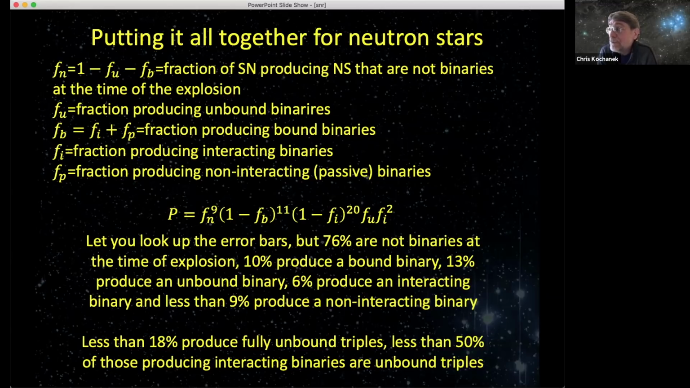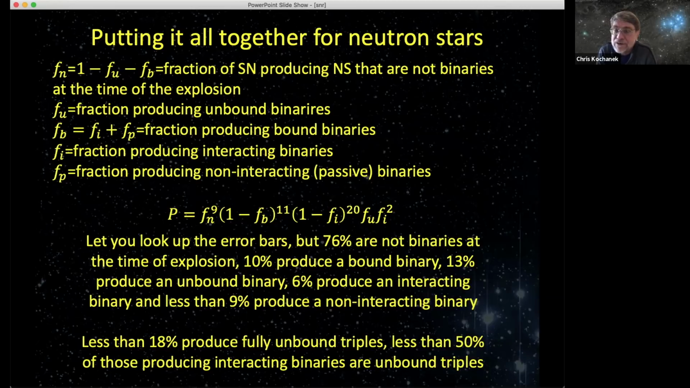Then you have the fraction producing unbound binaries. You have the fraction producing bound binaries. And then you can split that up into the fraction producing interacting binaries and the fraction producing non-interacting, or passive, binaries. And so all of these are as a fraction of these stars which explode to produce a neutron star.